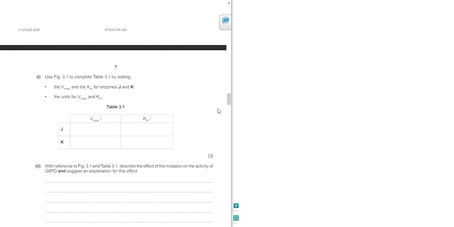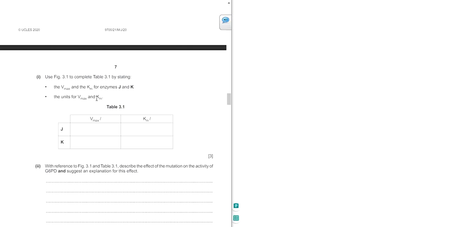Use figure 3.1 to complete table 3.1 by stating the Vmax and the Km for enzymes J and K and the units of Vmax and Km. So this is assumed knowledge. You need to know what Vmax and Km stand for.